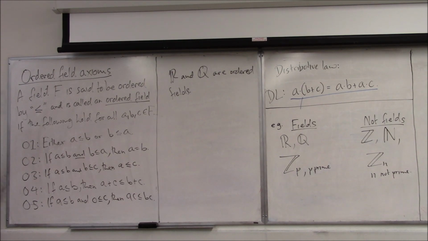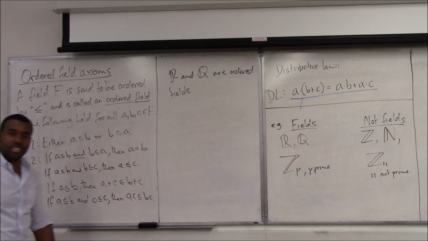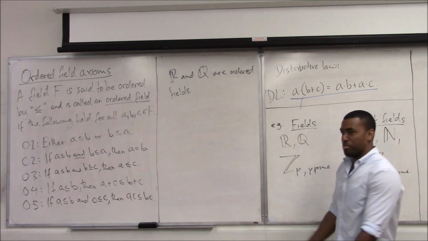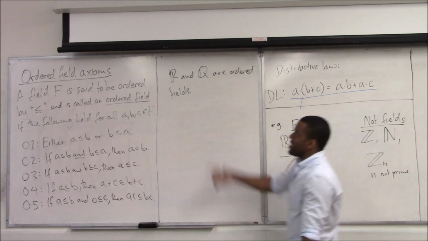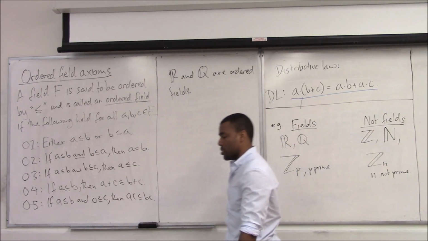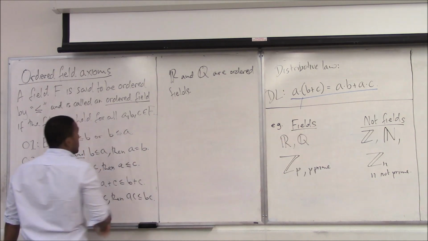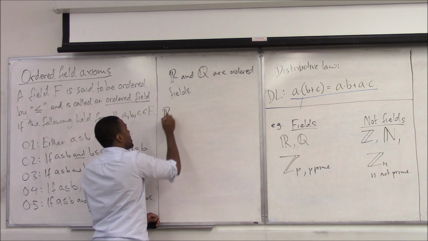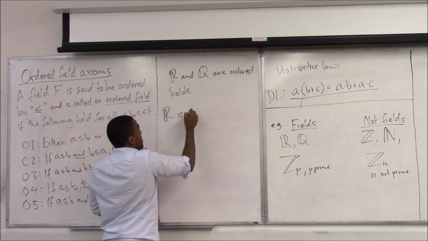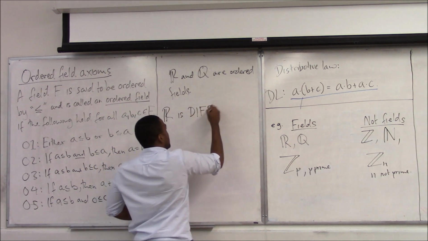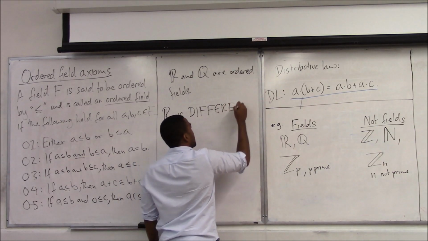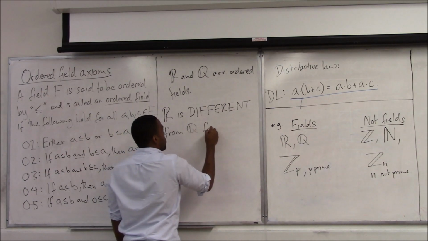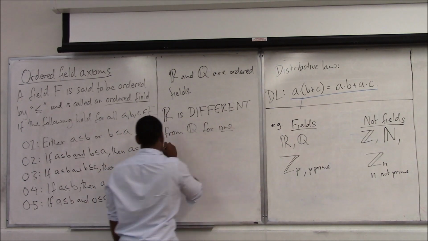However, we just did chapter 10 from the previous book, and we know that these 2 sets are very different. And you might be wondering, what causes the difference between these? They're both fields, they're both ordered. Why are there so many more of these guys than there are of those guys? And I'm going to tell you the answer. R is different from Q for one reason.